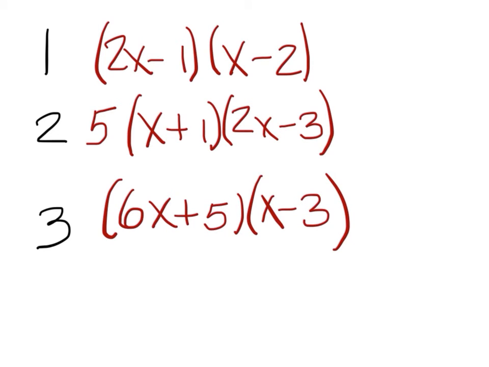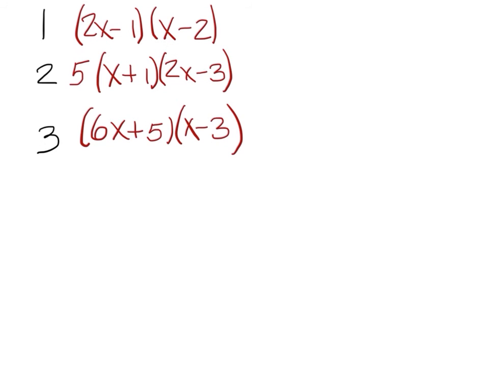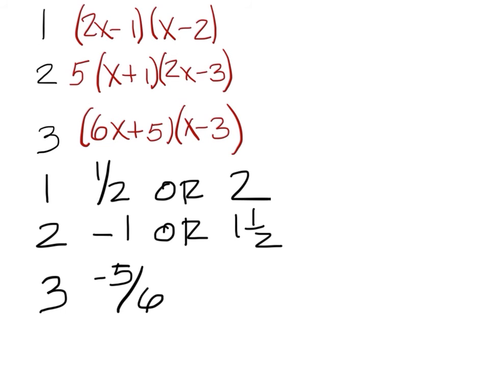Now with that, if those are your factorizations, then you should come up with the following for your solutions for 1, 2, and 3. For the first one, you can have a half or 2. For the second one, you can have negative 1 or 1.5. And for the third one, a negative 5/6 or 3.